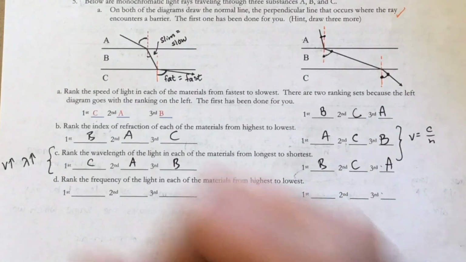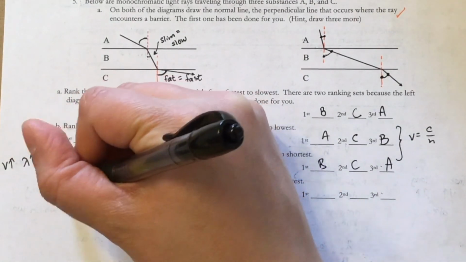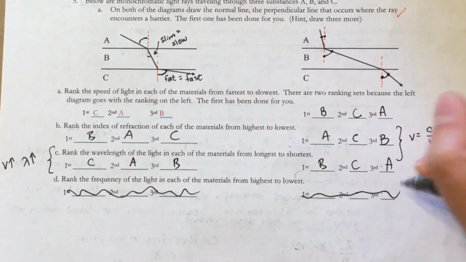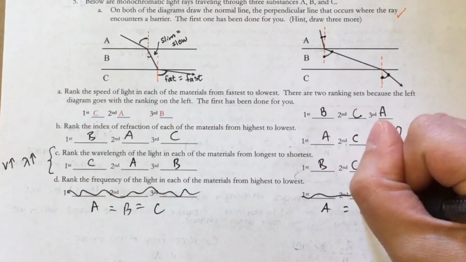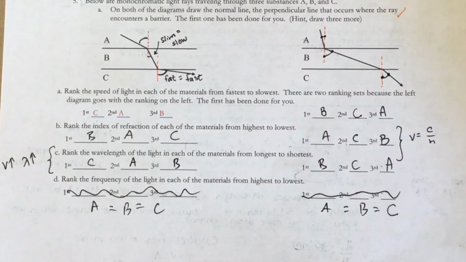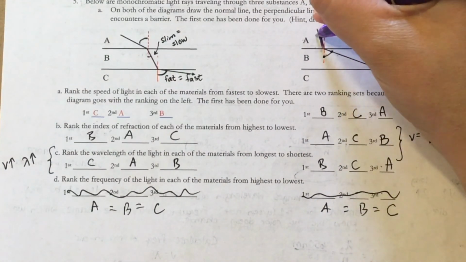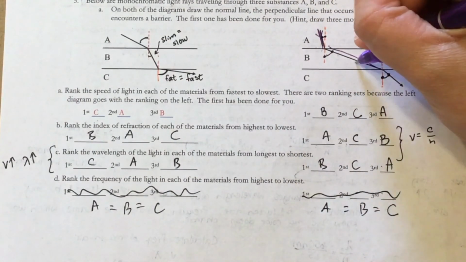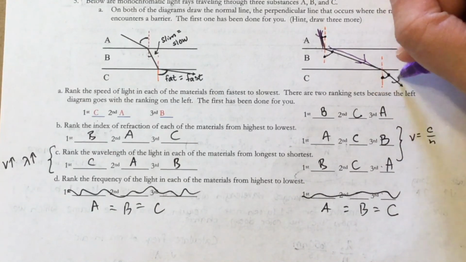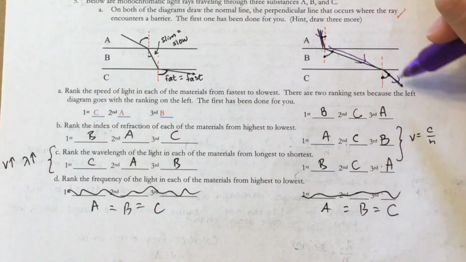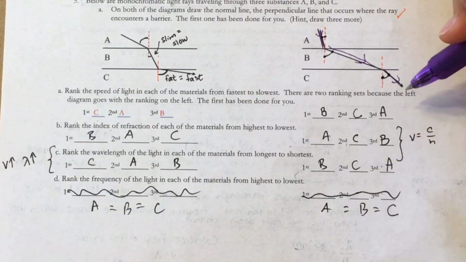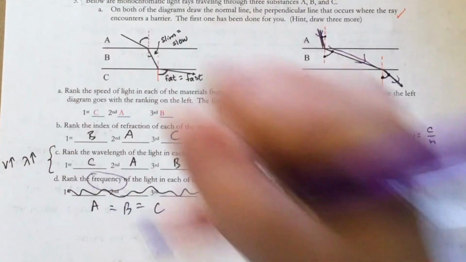However, for 5D, they should all be the same. So this is one of the reasons I edited this document. Should be A equals B equals C, A equals B equals C. They all have the same frequency because they all have the same color light. Imagine violet light going from air into oil or into glass. No matter what, it's still going to be violet light, no matter what material you put it in. So the frequency stays the same.